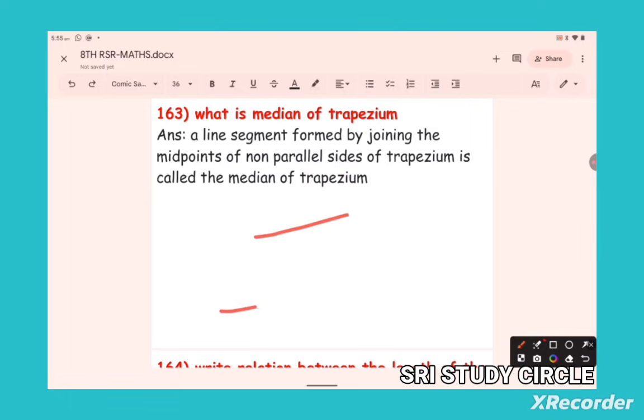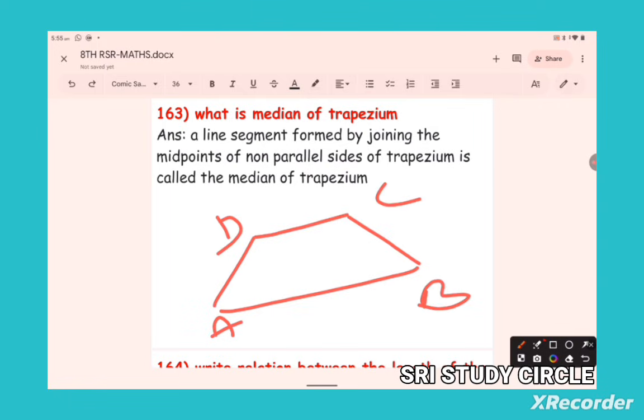Suppose this is a trapezium ABCD. A line segment formed by joining the midpoints of non-parallel sides. The non-parallel sides here are BC and AD. The midpoint of BC is X, and the midpoint of AD is Y. Now joining these two midpoints forms the line segment XY.